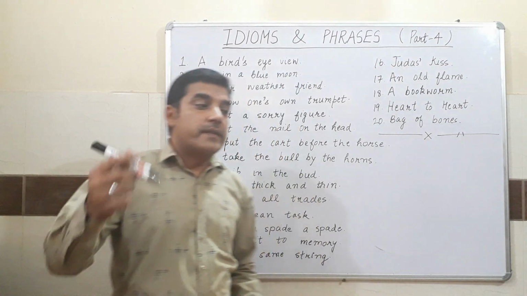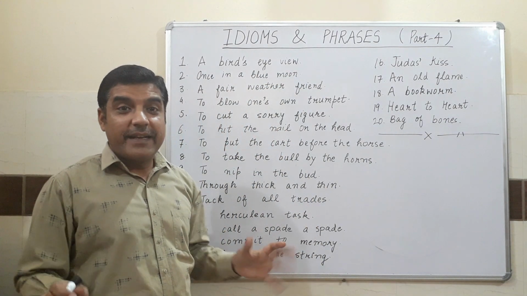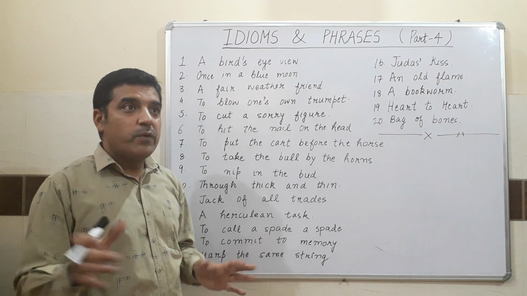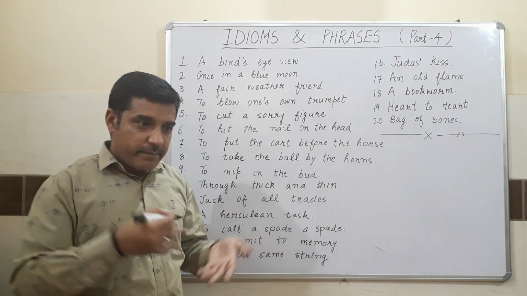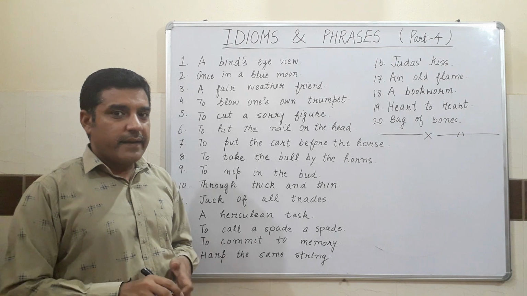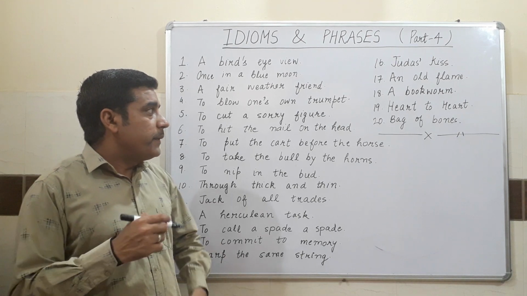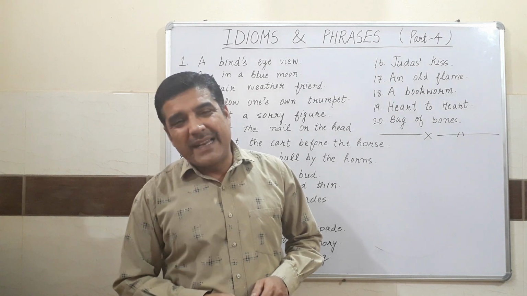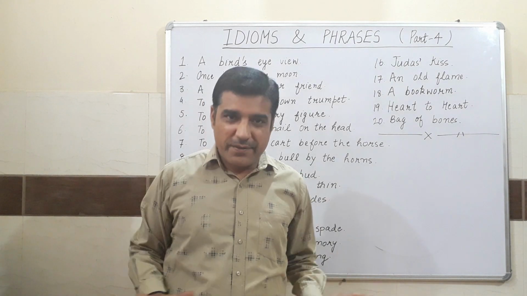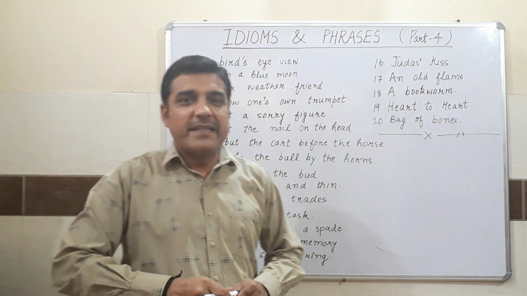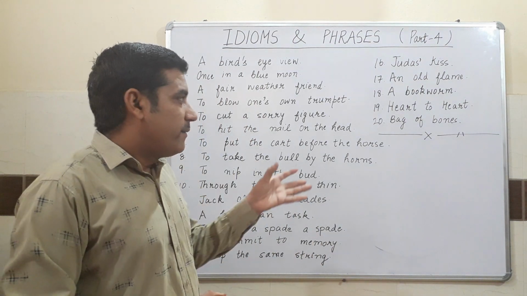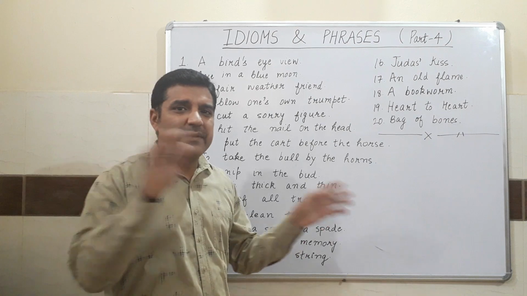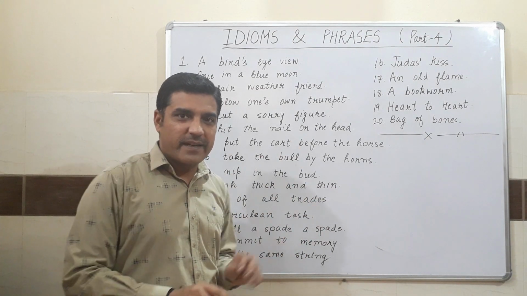Then we have 18th as a bookworm. A bookworm is somebody who keeps studying all the time. It's a derogatory word, right? When you say he's a bookworm, it means he's always busy with studies, right? So if we say, though he's a bookworm, he could hardly manage 50% marks in board exams. A bookworm is somebody who always keeps studying.